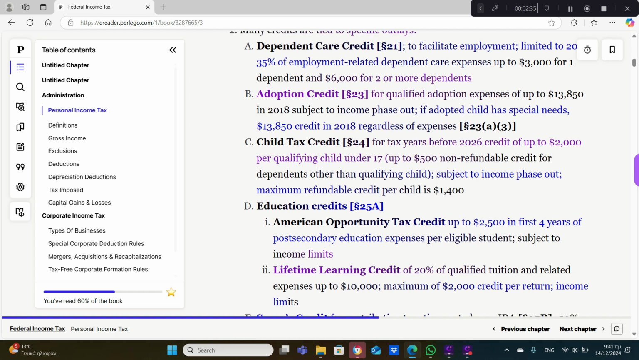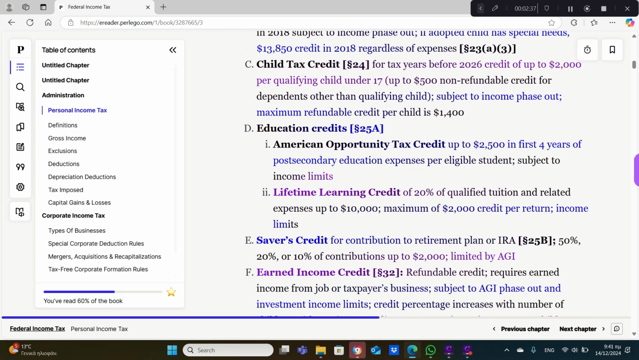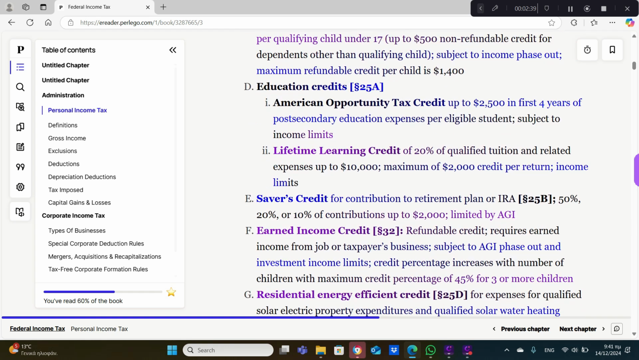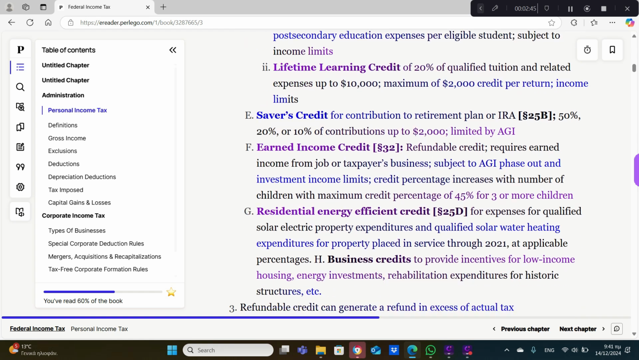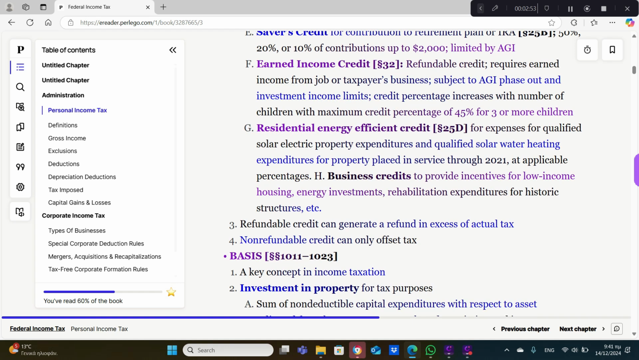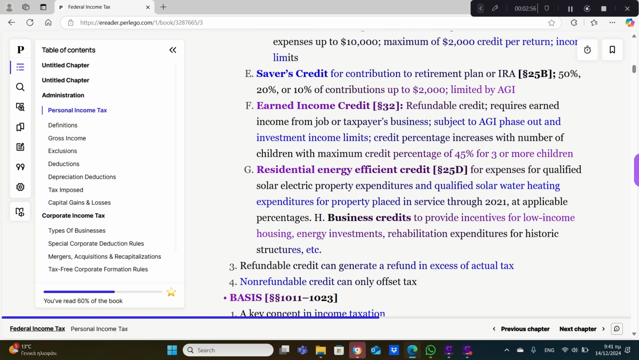5. Exclusions. Not all income is taxable. Common exclusions include gifts and inheritances, life insurance proceeds, certain employee fringe benefits, such as health insurance premiums paid by the employer, municipal bond interest, scholarships and grants, under specific conditions.